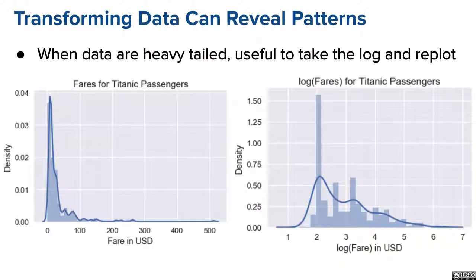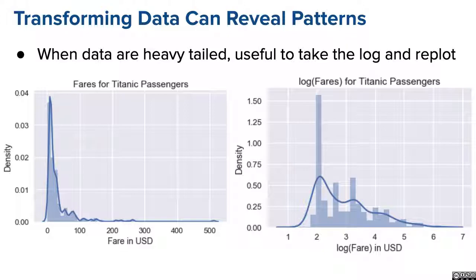All right, let's talk now about transformations. When it comes to visualization, sometimes what you can do to aid your visualization is to transform your data itself before you actually plot the data. For example, I have here on the left the fares for passengers aboard the Titanic when it crashed, and it looks like most of the fares are clumped around the left-hand side of the plot, but we have a few people who have very high fares. We call this a heavy tail distribution.